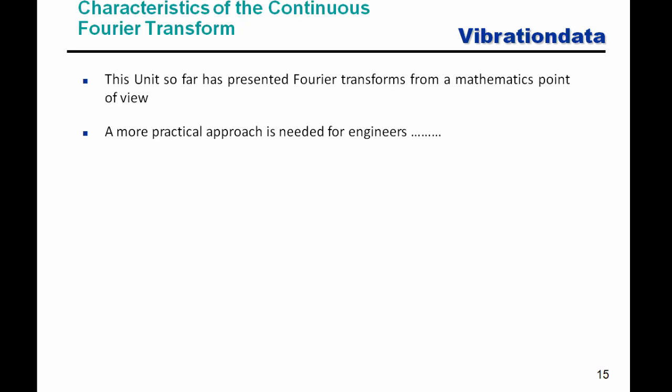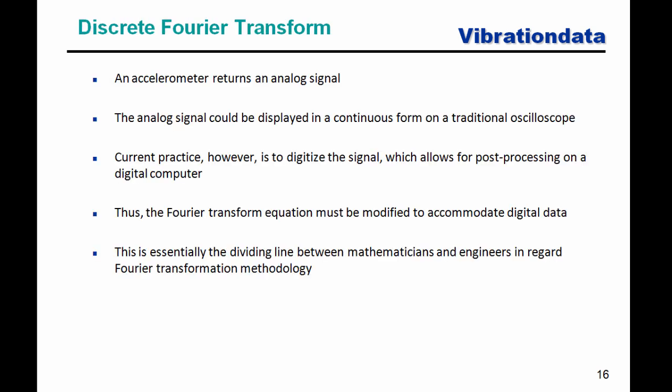So we need something practical, and it's going to take us several steps to get something practical for engineering purposes. Again, our sensor, our accelerometer, whatever sensor we might have, returns an analog signal. In the old days, that signal would be fed into an analog oscilloscope, which would show what appears to be a continuous line.